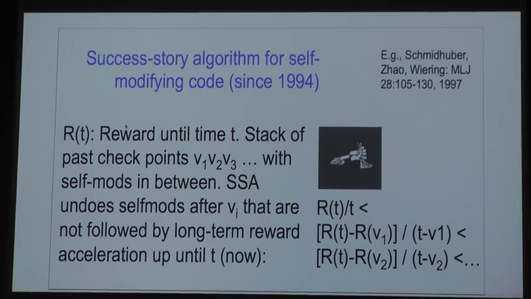If so, everything is good, because then I have a reward acceleration going. If not, then I pop off the most recent self-modification, delete the most recent checkpoint, go back to the previous checkpoint. So I have to have a stack which keeps track of all these self-changes, and I undo all the self-changes that were not followed by long-term reward acceleration. This forces the system to come up with a sequence of learning algorithms that lead to more and more reward intake per time.